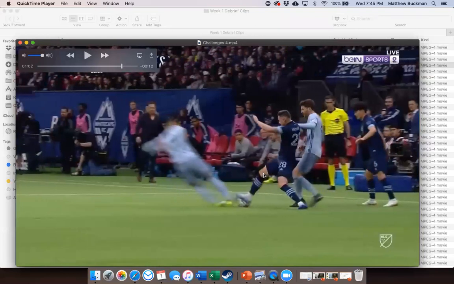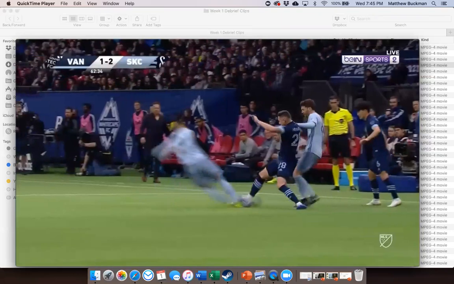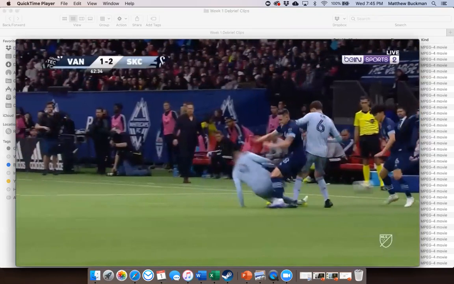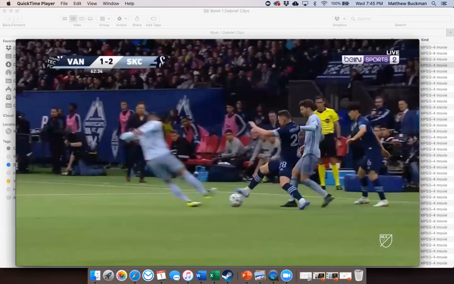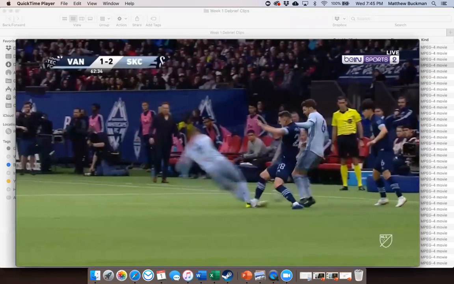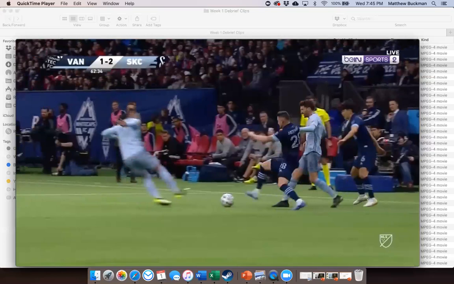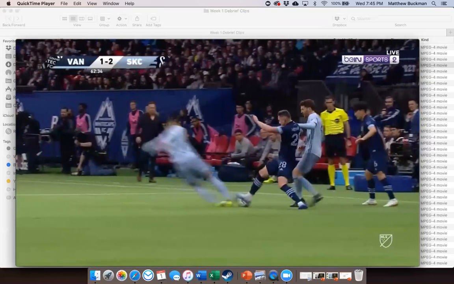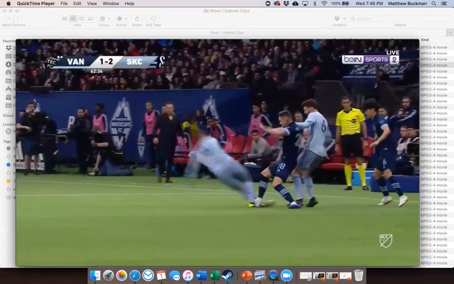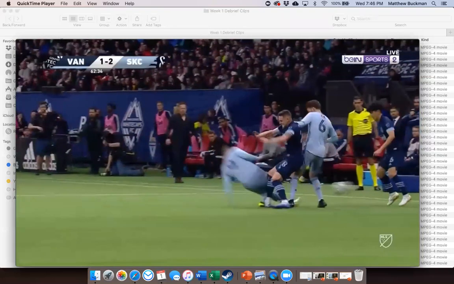You see, he's coming down. The ball's there. He doesn't actually go for the ball. He's trying to get his foot over the top of the ball and into the player. So this is a blue player, a dark blue player here. He's not actually trying to play the ball. He's trying to get his foot in front of the ball to make contact with the opponent.